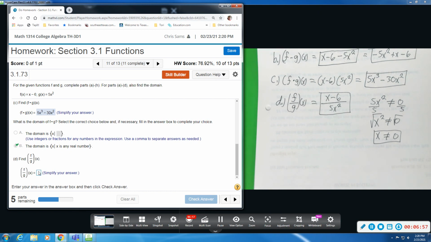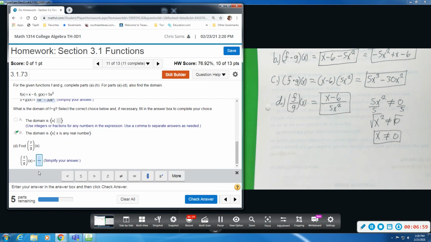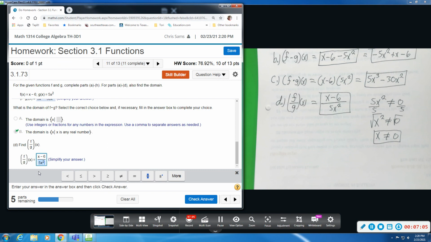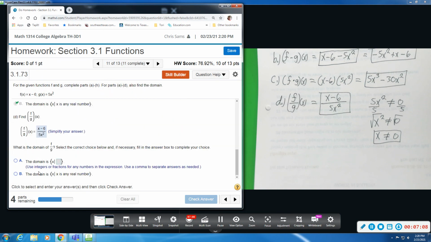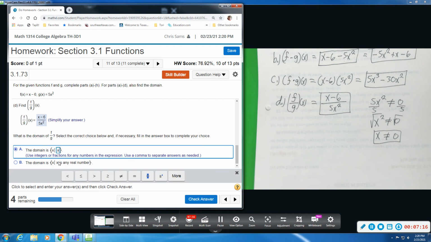Alright, so let's insert this fraction, x minus 6 on top, 5x squared on the bottom. Our domain this time has restrictions. X cannot be 0. So we're going to say x cannot be equal to 0.